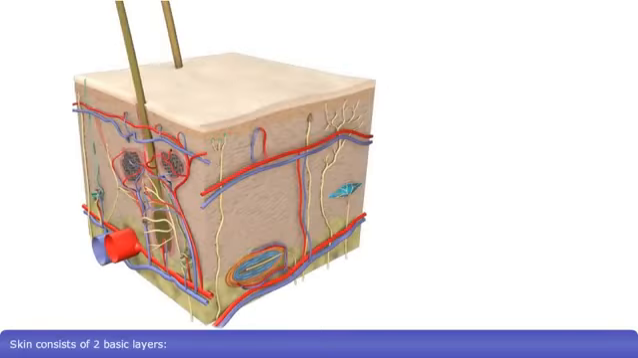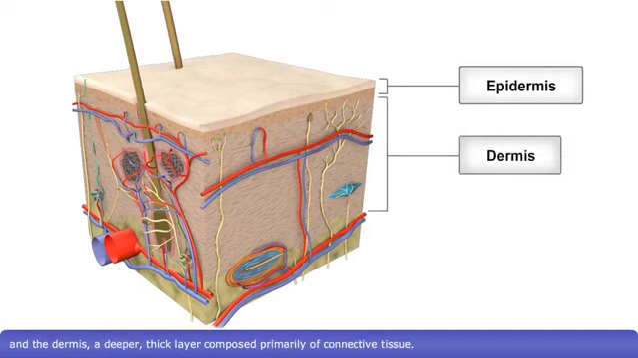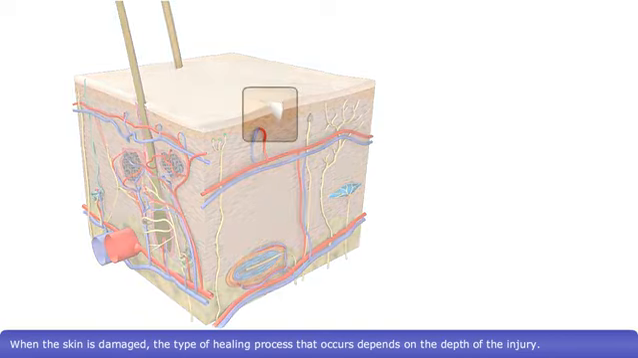Skin consists of two basic layers. The epidermis, a superficial thin layer composed of epithelial tissue, and the dermis, a deeper thick layer composed primarily of connective tissue. When the skin is damaged, the type of healing process that occurs depends on the depth of the injury.